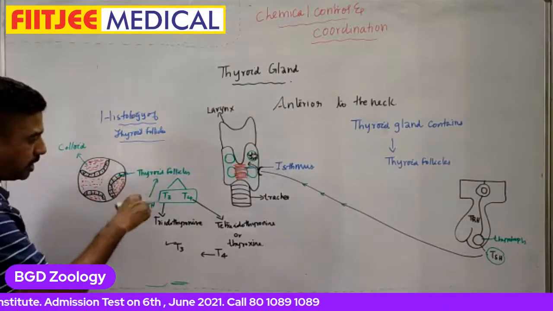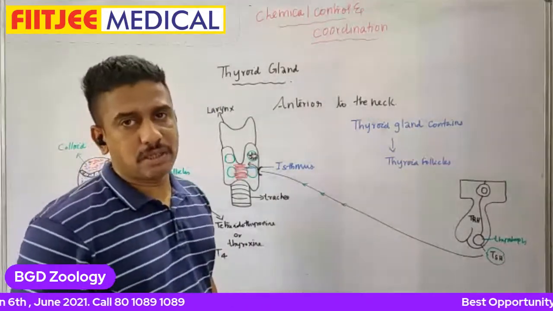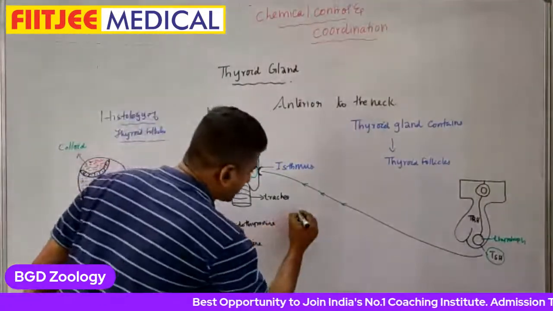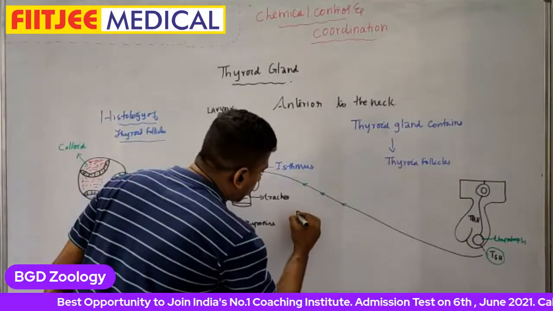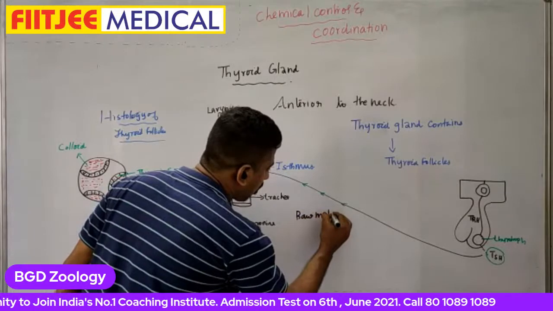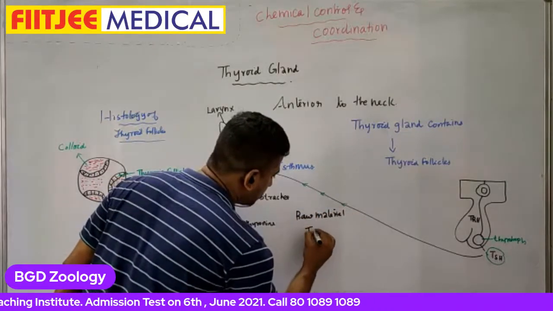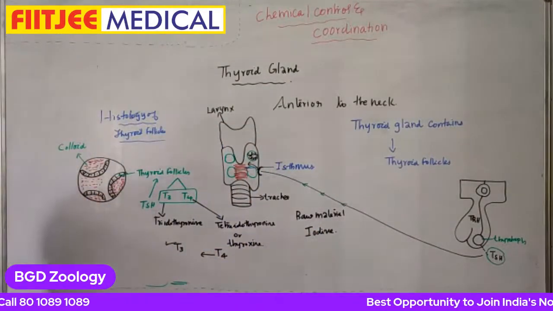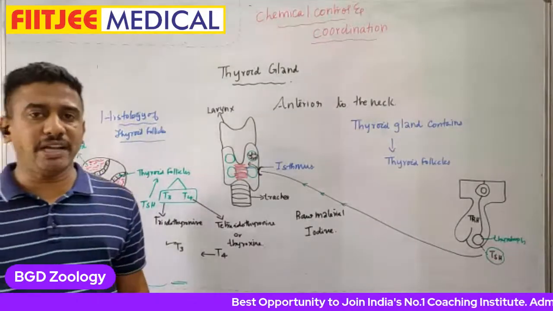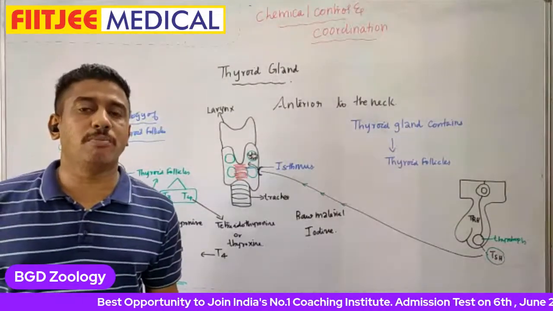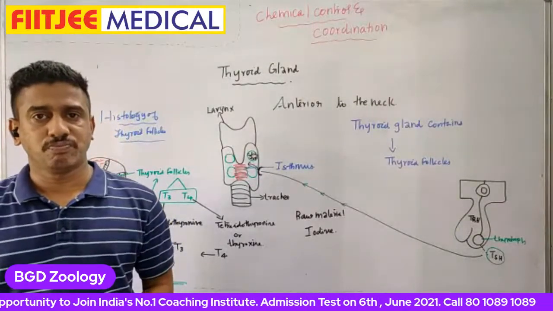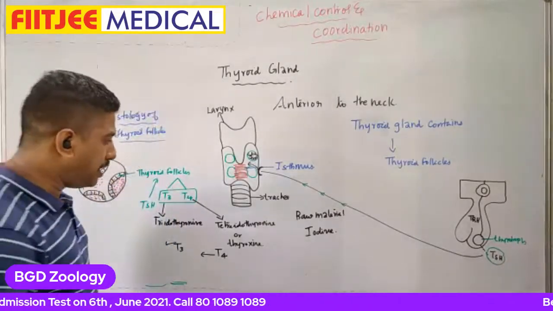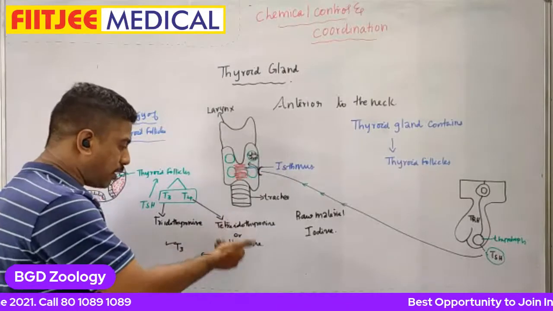Now, if the thyroid gland or the thyroid follicles want to produce this T3 and T4 hormone, they require the raw material. The raw material here is iodine. Without the iodine, we cannot synthesize the T3 and T4. That's why iodine deficiency will lead to thyroid hormonal deficiency also. Am I right? Everybody understood? So iodine deficiency can lead to thyroid hormonal deficiency.